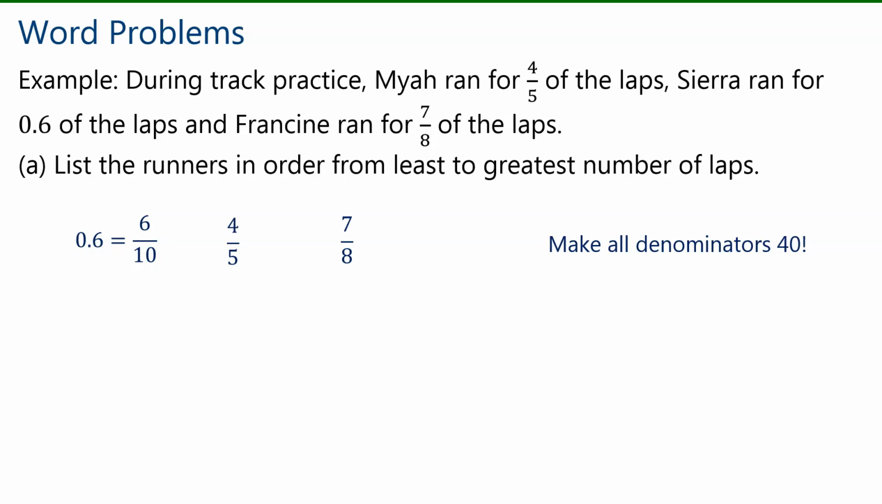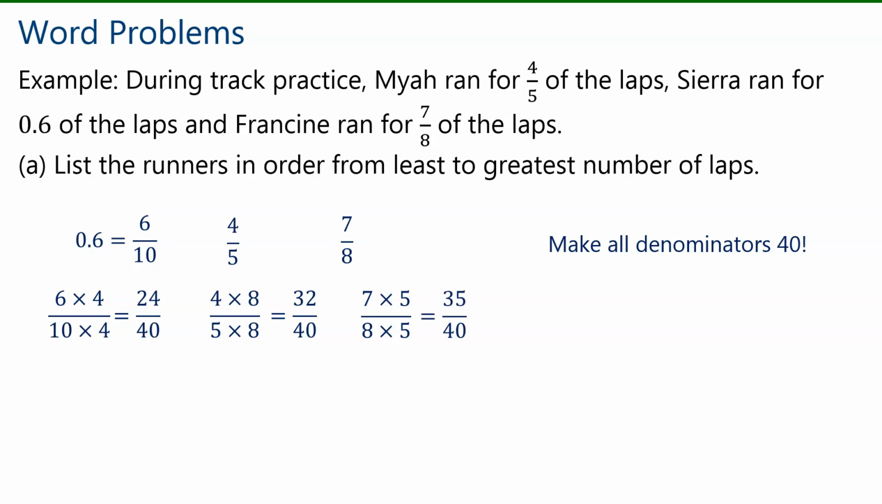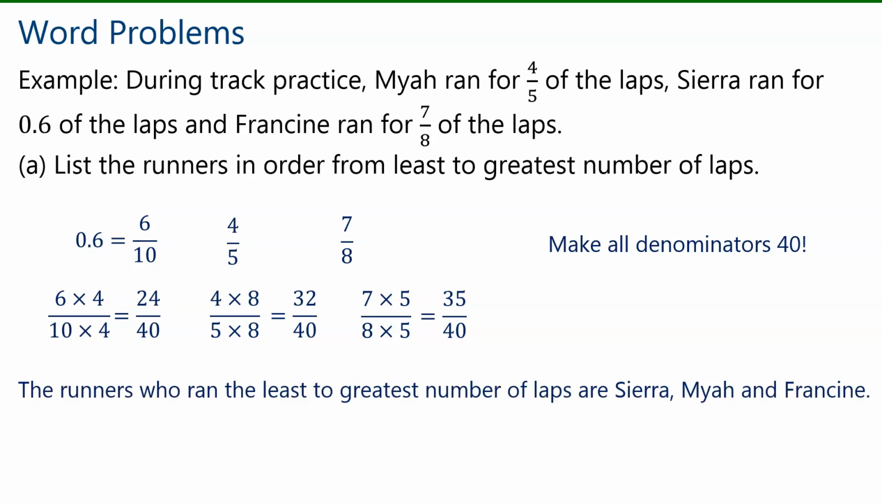So now let's multiply 6 over 10 by 4 to get a denominator of 40. So when I do that, I get 24 over 40. Now I need to multiply 5 by 8 to get 40. So when I do that, I get 32 over 40. And I've got to multiply 8 by 5, which gives me 35 over 40. So now ranking them least to greatest, I would have 24 over 40 being the least, which corresponds with Sierra. Then it would be 32 over 40, which is Maya, and then 35 over 40, which is Francine.